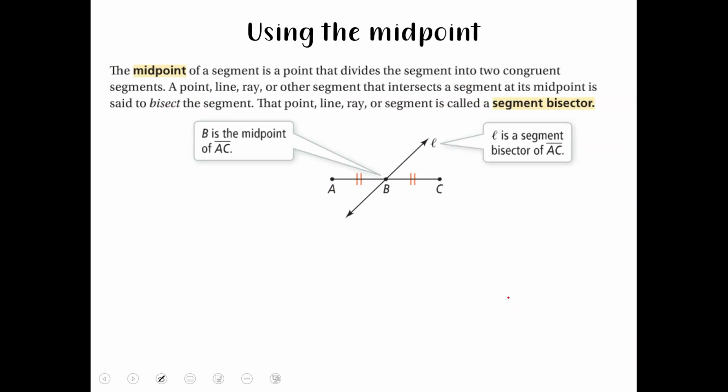Alright, again at the beginning of this video we talked about midpoint and bisector. So the midpoint of a segment is a point that divides the segment into two congruent segments. So B in this figure is a point that cuts AC into two congruent or two equal segments. A point, a line, a ray, or other segment that intersects a segment at its midpoint is said to bisect that. So this line bisects it. That's called a segment bisector. They're similar. The midpoint is the point in the middle. The line is the thing that cuts it in half. It's called a segment bisector.